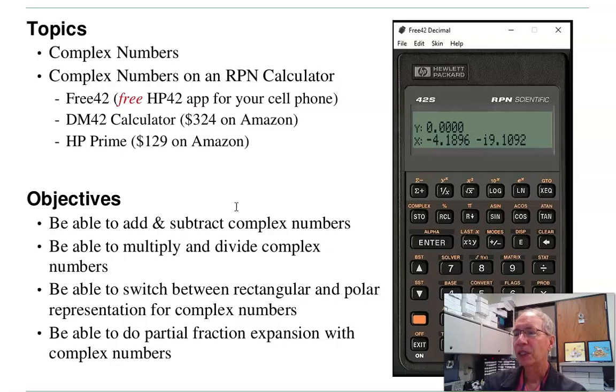Now, in my opinion, having a good calculator is worth 10 points on a test. A really good calculator, in my opinion, the best calculator ever built, was the HP42. It's no longer in production. You can find them on eBay occasionally, but it's a free app on your cell phone. Just look for Free42, and you have the HP42 calculator free of charge.